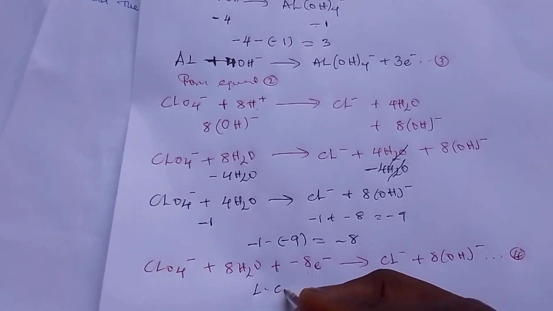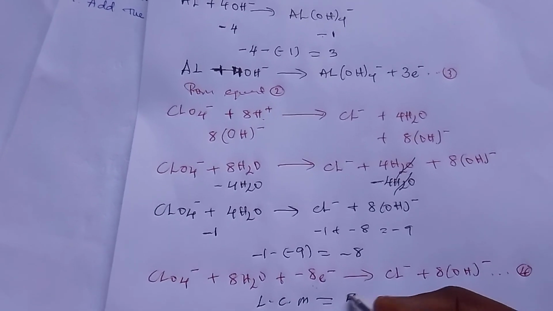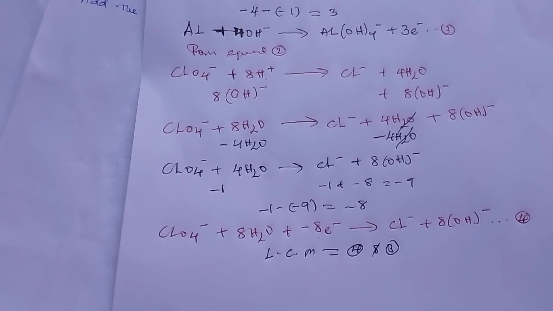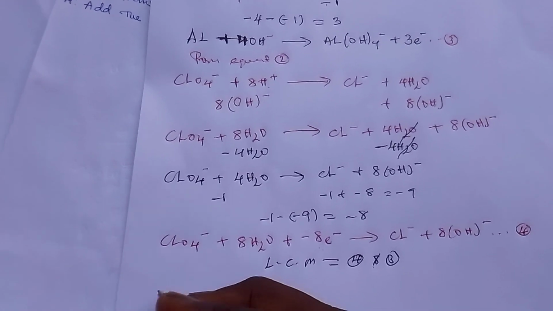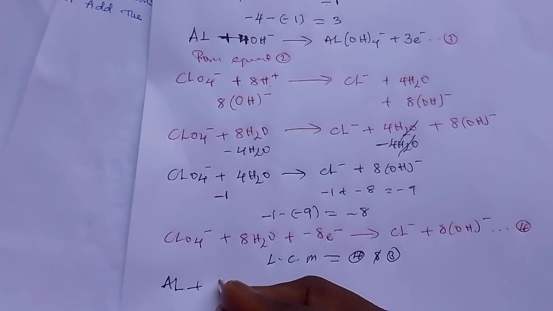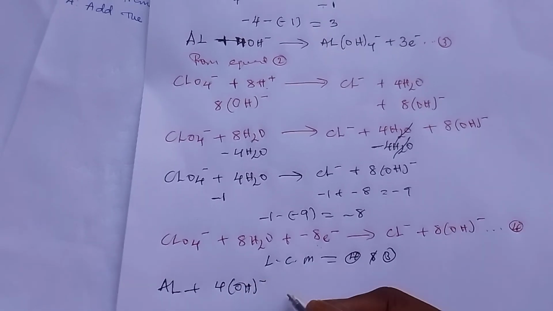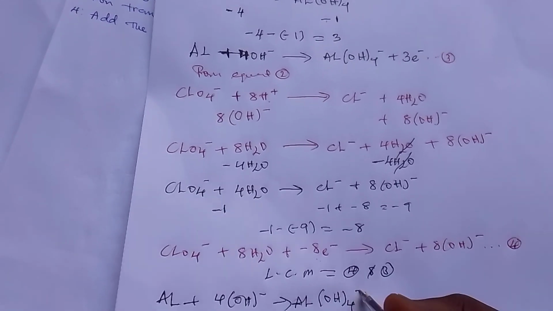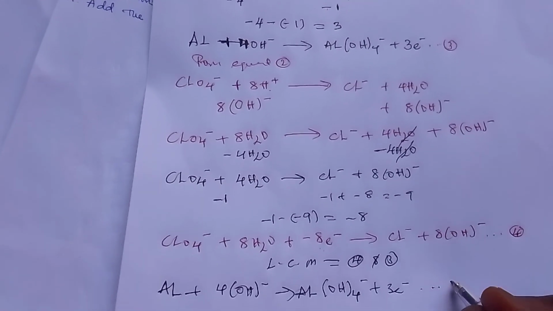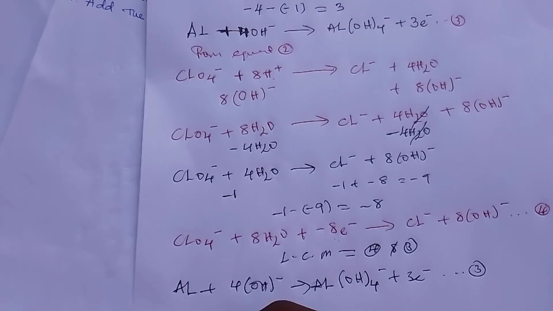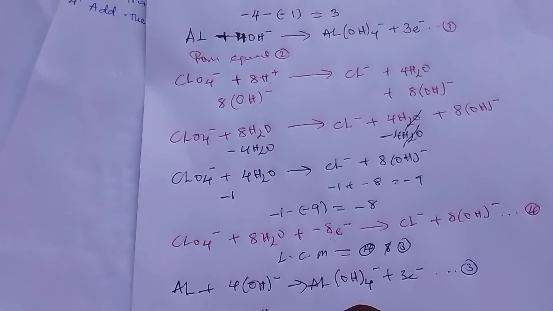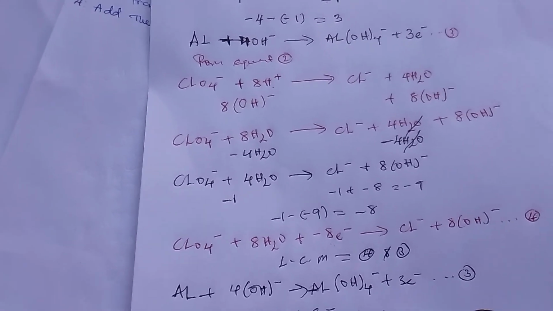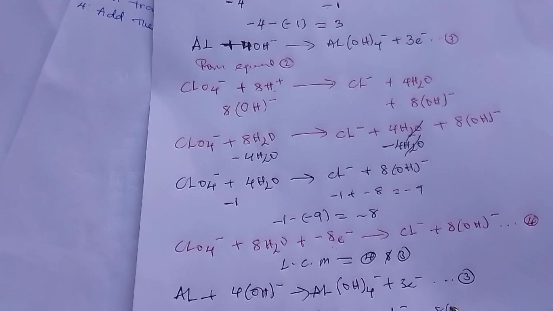So I'm going to find the LCM between equation 4 and equation 3. What do I do now? Let me bring down the equations first. Equation 3 has aluminum plus 4 hydroxyl, which will give me aluminum polyatomic compound 4 minus plus 3 electron. This is my equation 3. Then equation 4, I have perchlorate plus 8H2O plus 8 electron, which gives me chlorine plus 8OH.